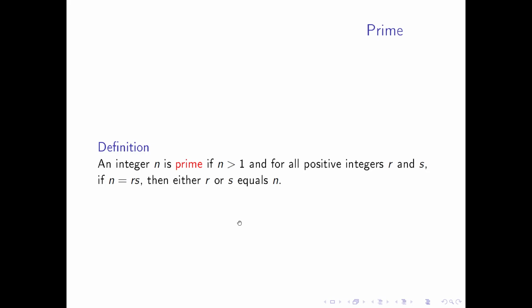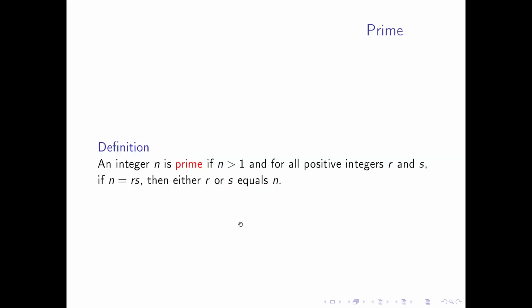And for any positive integers r and s, if n equals r times s, then one of those two, r or s, has to be n. Meaning, if I can write it as the product of two numbers, at least one of those numbers must be that number. And that means the other number has to be 1. So if r is n, then s has to be 1, and vice versa.